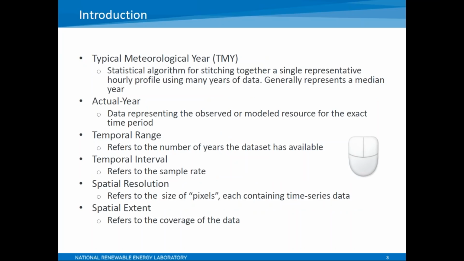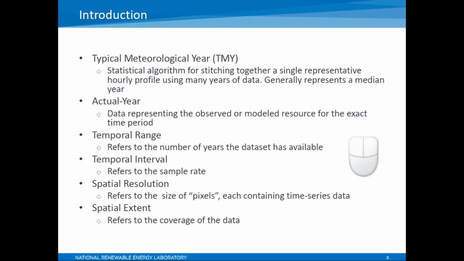So in discussing resource data, there's some terminology that's pretty common, and I thought I'd quickly go over it, given that the remainder of the slides use this terminology pretty heavily. The first is the typical meteorological year. This is a statistical algorithm for stitching together a single representative hourly profile using many years of data. Generally what this represents is a median year. This is in contrast to an actual year, which is data representing the observed or modeled resource for the exact time period. There are a number of nuances you should consider before you choose to use one source or another.